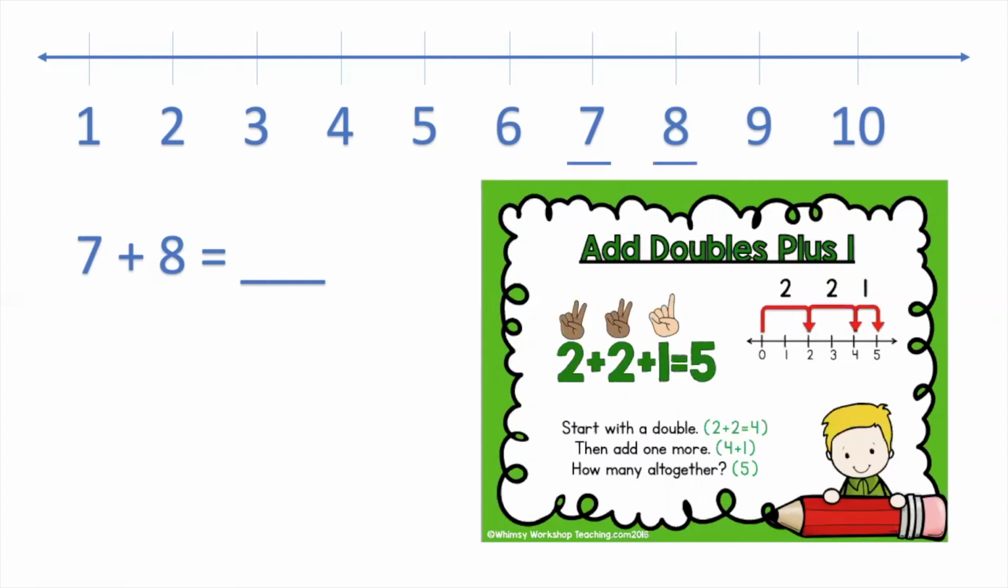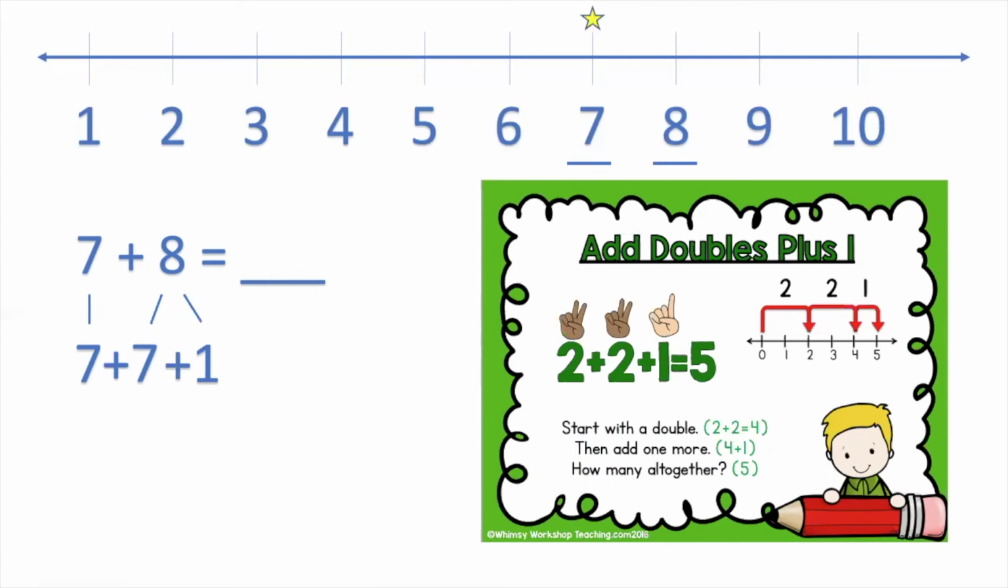7 and 8 are next to each other on the number line. I start with 7. That's going to be the number I double. I bring 7 down, and then I break 8 into 7 plus 1. It's the double plus 1. Now my equation says 7 plus 7 plus 1.